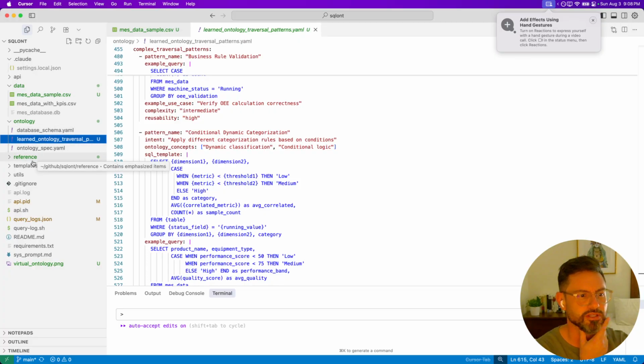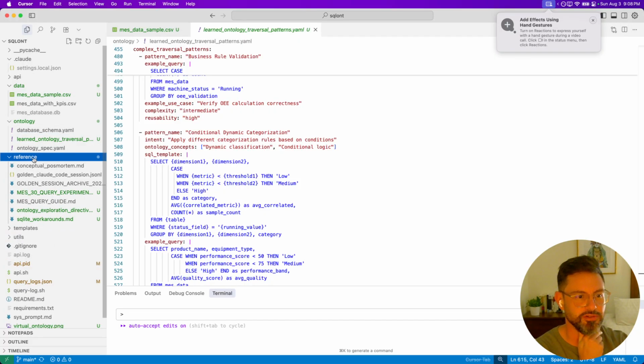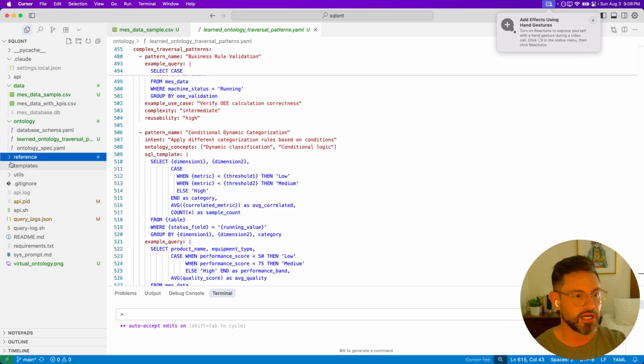The templates I was talking about for the YAML files are in the templates directory. Reference are just notes that I've captured around some of the runs that I did. One was where I asked it to come up with 30 natural language business questions on its own, translate them to SQL and run them. It's a report of what it did there. So lots of rich information if you're interested.